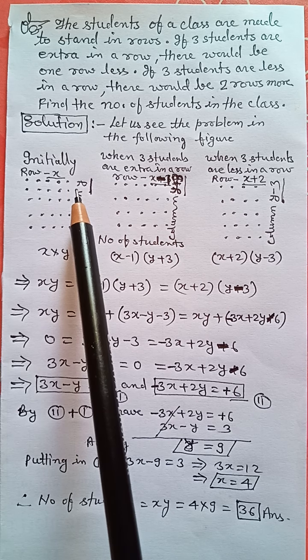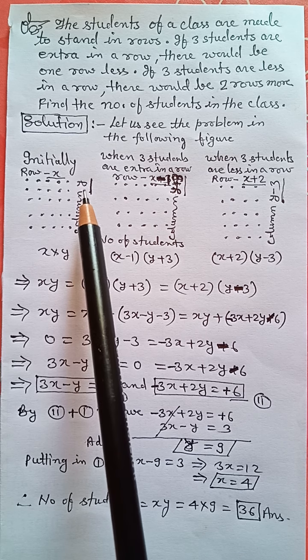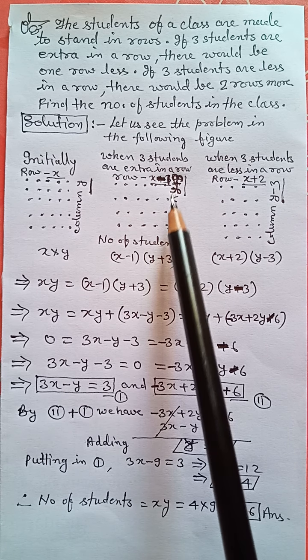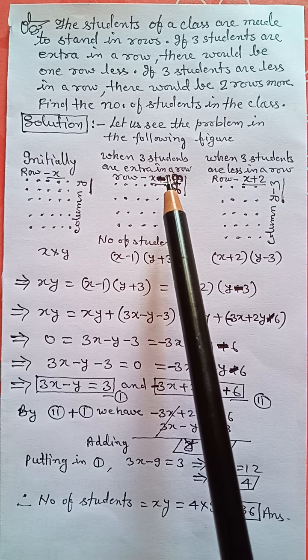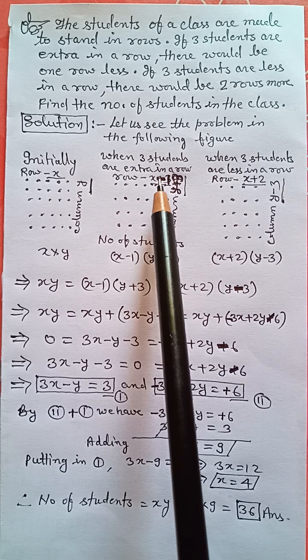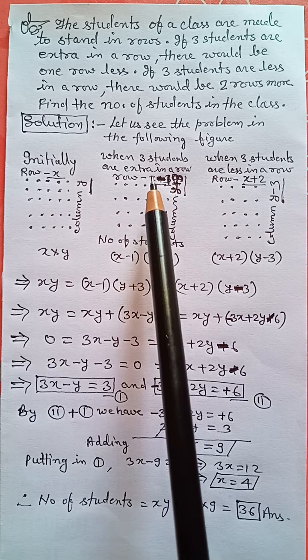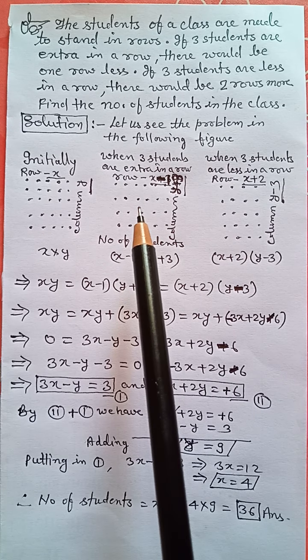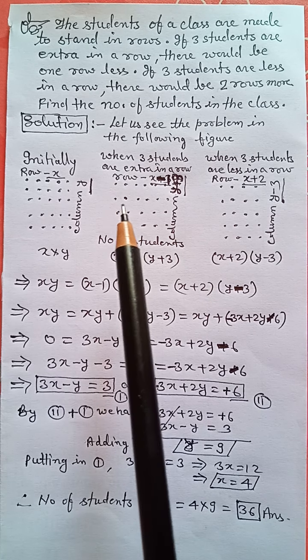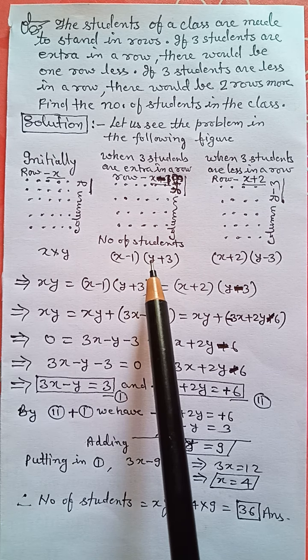That means here it is y, and therefore the columns is y plus 3 because 3 students have been put extra, and the rows is reduced by 1, that is x minus 1. Now in this case, the number of students is equal to number of columns multiplied by number of rows. This is equal to x minus 1 multiplied by y plus 3.